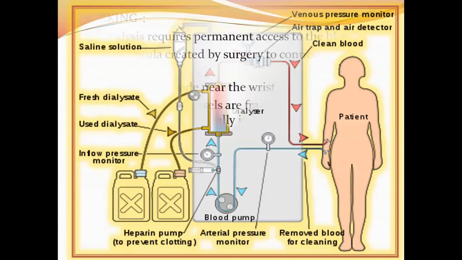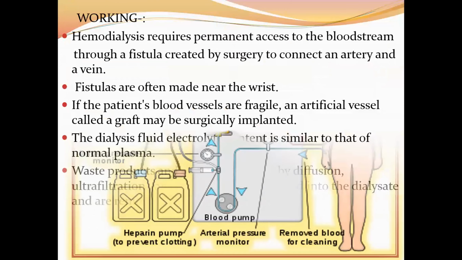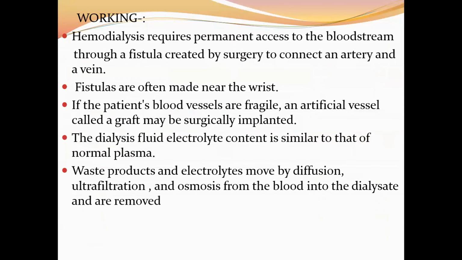Working hemodialysis requires permanent access to the bloodstream through a fistula created by surgery to connect an artery and a vein. Fistulas are fragile. An artificial vessel called a graft may be surgically implanted. The dialysis fluid electrolyte content is similar to that of a normal plasma, where various products and electrolytes move by diffusion, ultrafiltration, and osmosis from the blood into the dialysate and are removed.